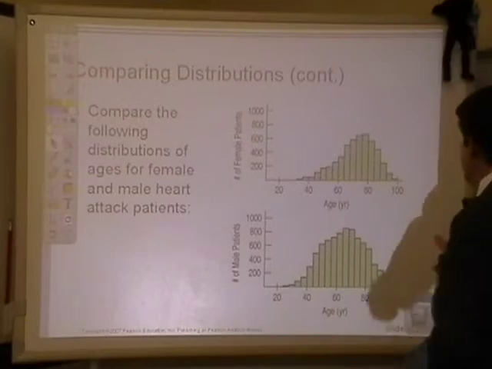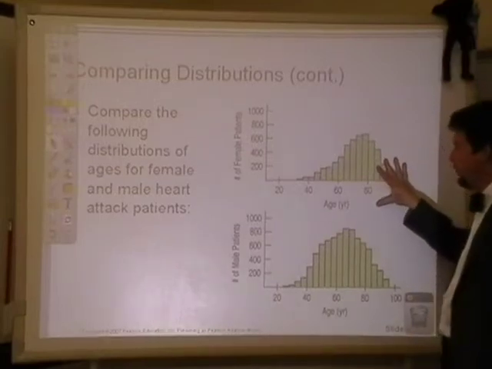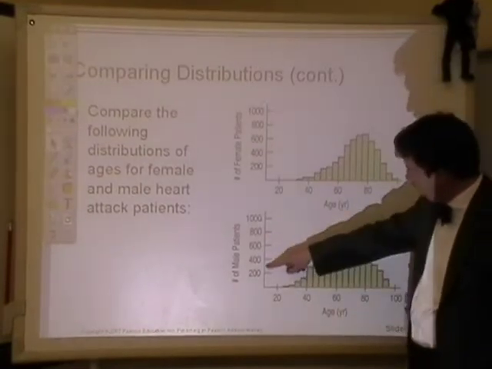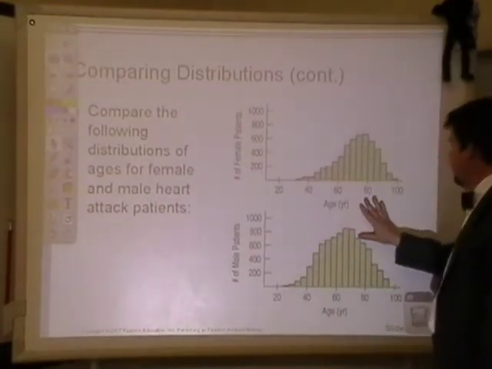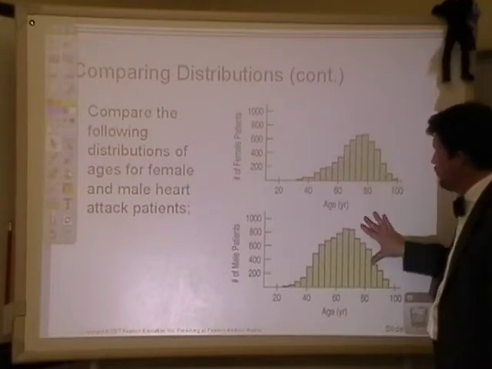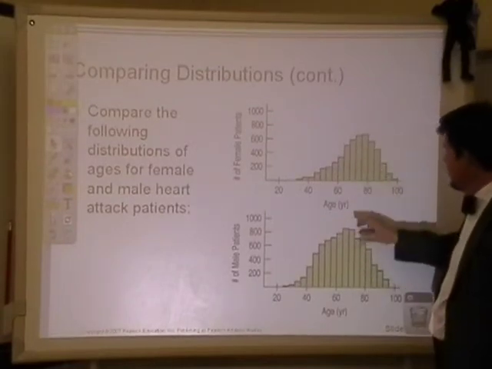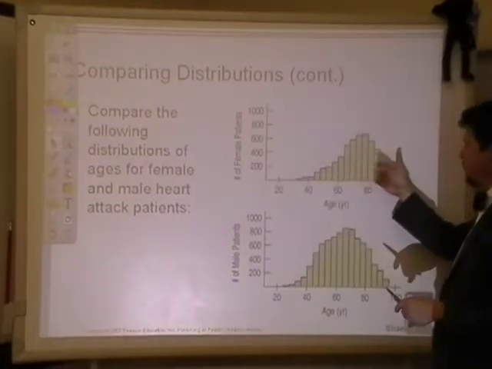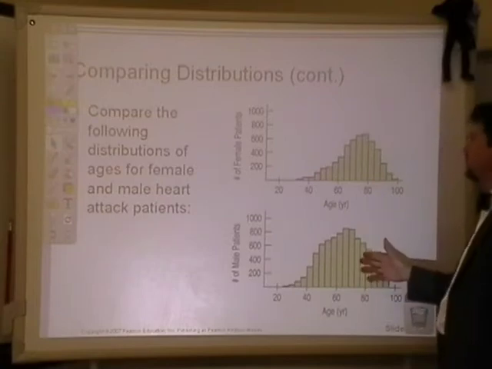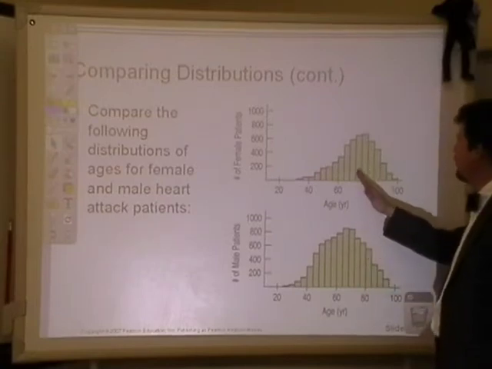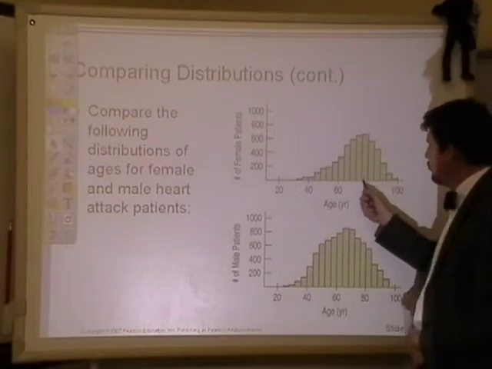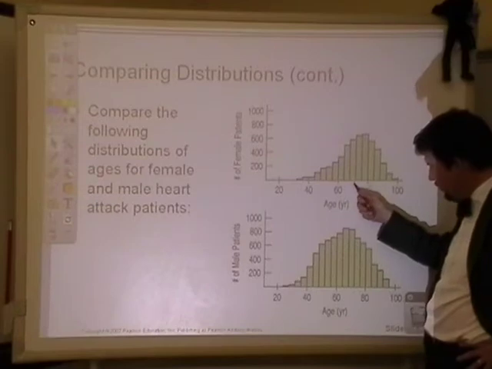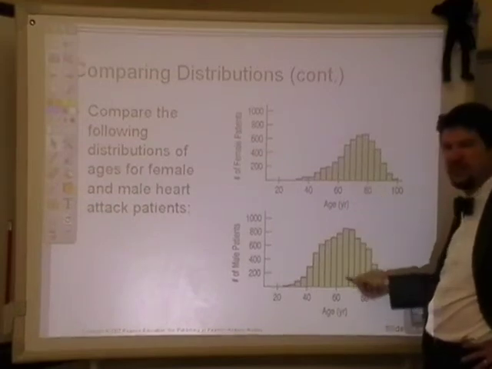So, here I have two distributions. Let's compare them, okay? They've got the same scale, age, and the same scale up the side, that's good. Here we're looking at this distribution, female patients, and male patients. This distribution's shape has a tail that goes to the left, so it's skewed left. This distribution is relatively symmetric. Where's the center of this distribution? The center is reasonably about here, maybe about 70. The center of this distribution is probably about 65.